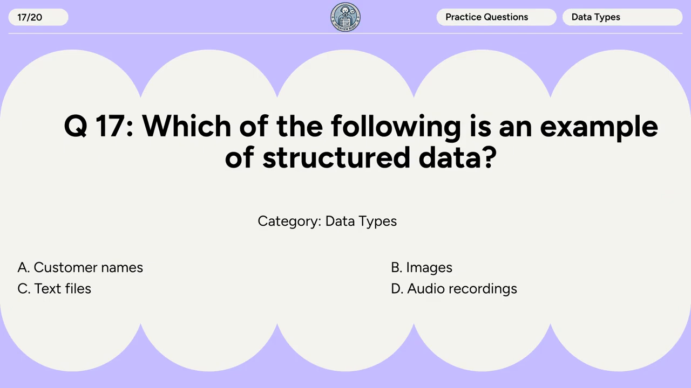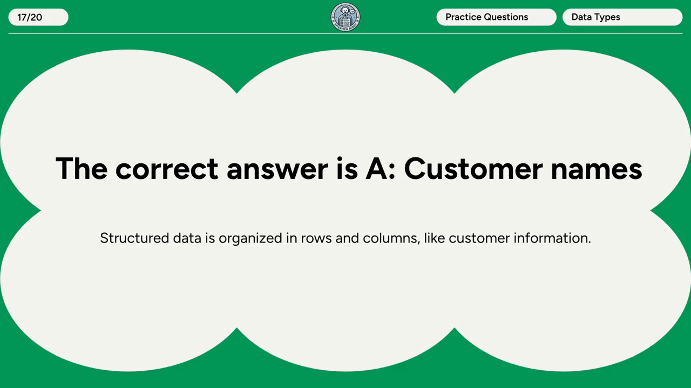Question 17. Which of the following is an example of structured data? A. Customer names. B. Images. C. Text files. D. Audio recordings. The correct answer is A. Customer names. Structured data is organized in rows and columns, like customer information.